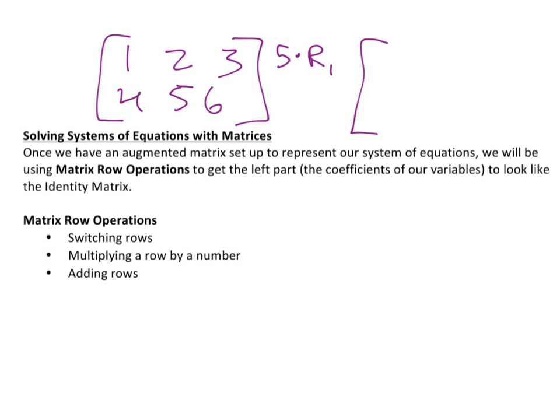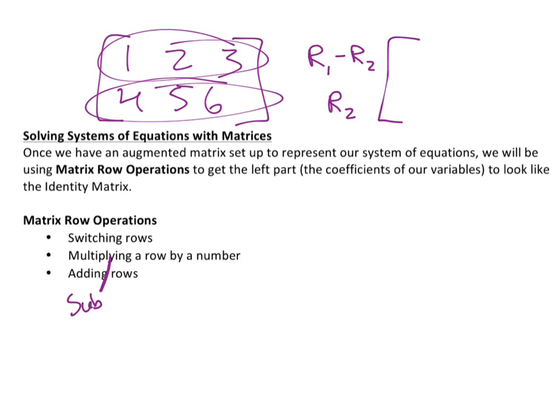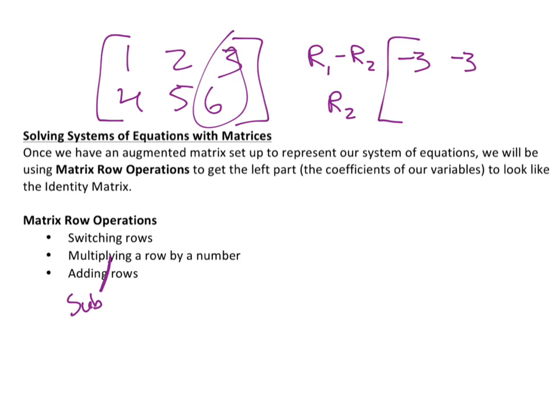And then our last option is to add rows, and I'm going to add in there subtract rows. You can add or subtract rows. So say I want to do row 1 minus row 2, and then just keep row 2 the same. I'm going to take these numbers and subtract these numbers from them. So it's going to be 1 minus 4, which is -3, 2 minus 5, which is -3, and then 3 minus 6, which is -3. And then my bottom row will be 4, 5, and 6. So those are the row operations.